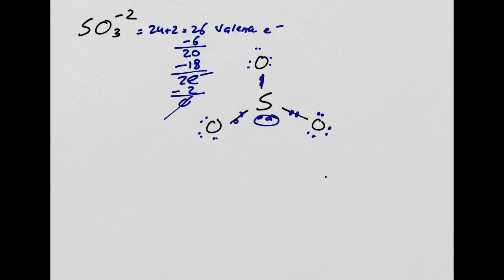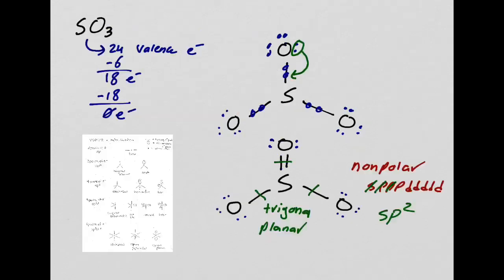Is my center atom happy? 1, 2, 3, 4, 5, 6, 7, 8. Yes, my center atom is happy. Now let's go back over here. So I have sulfur, 3 bonds, and 1 lone pair. What is the geometry? The geometry would be pyramidal.